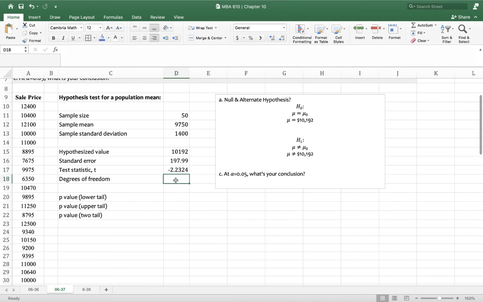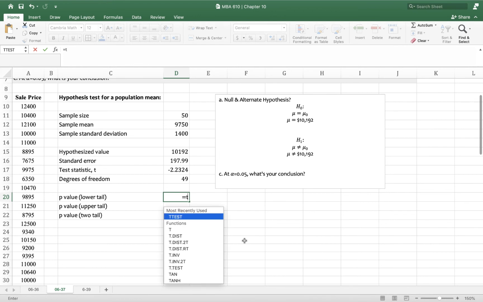So my degrees of freedom are the number of independent observation values that I have, which is one less than my sample size. So I've got 49 degrees of freedom. So what are our p-values? We're going to calculate all three, and we're going to talk about which one we need. So if we're asking if our mean price is lower than our hypothesized value, then we would use a one-tail test. But we need to start off by calculating that first.